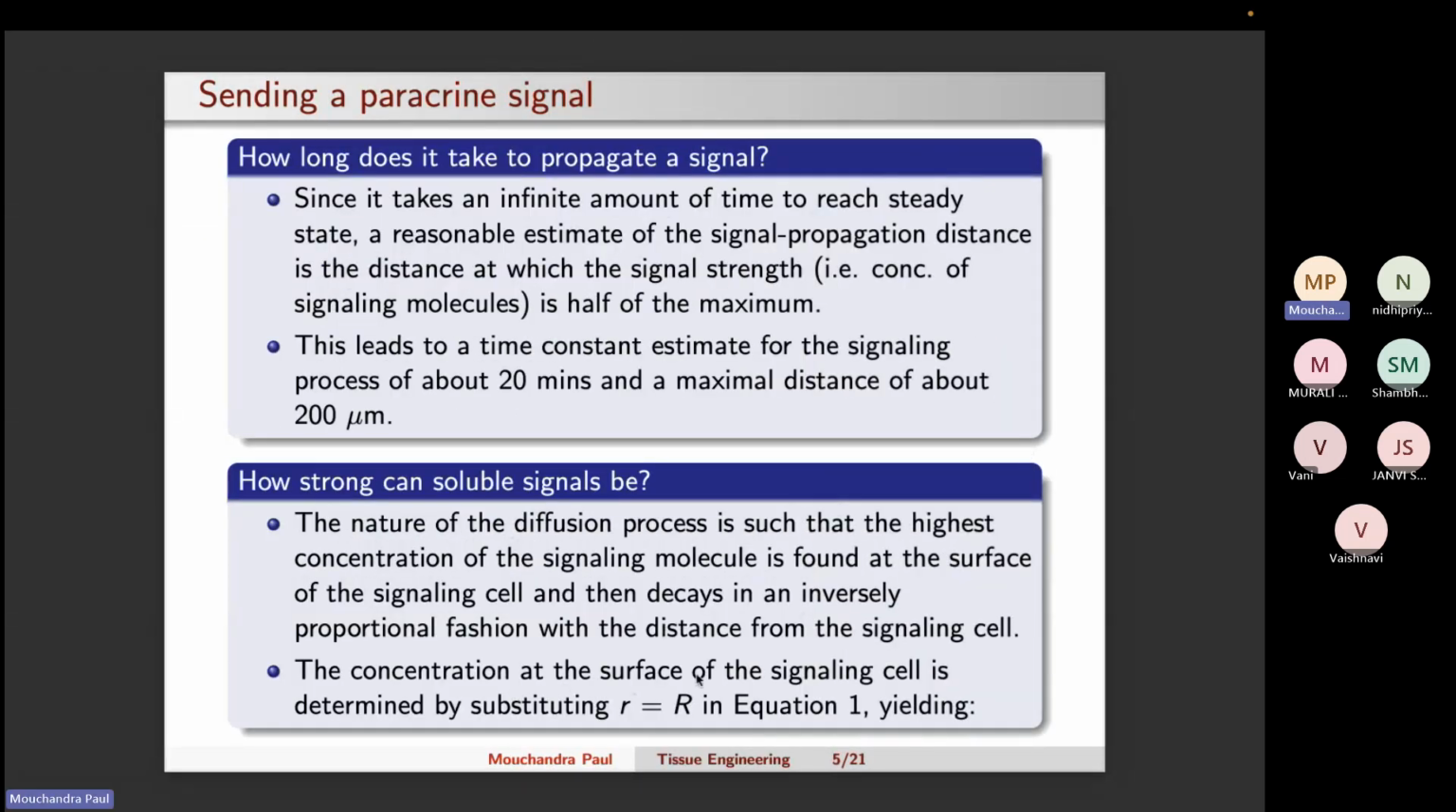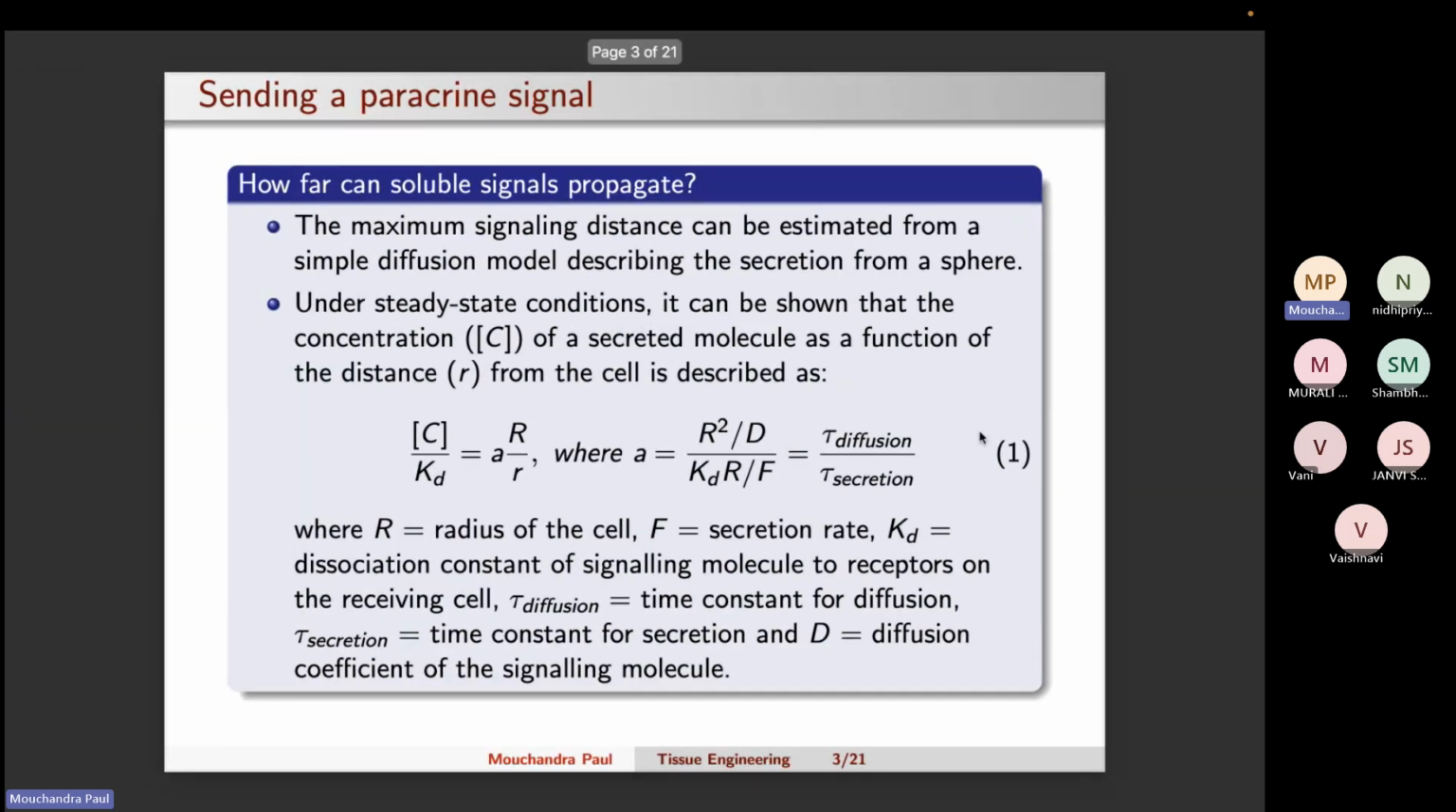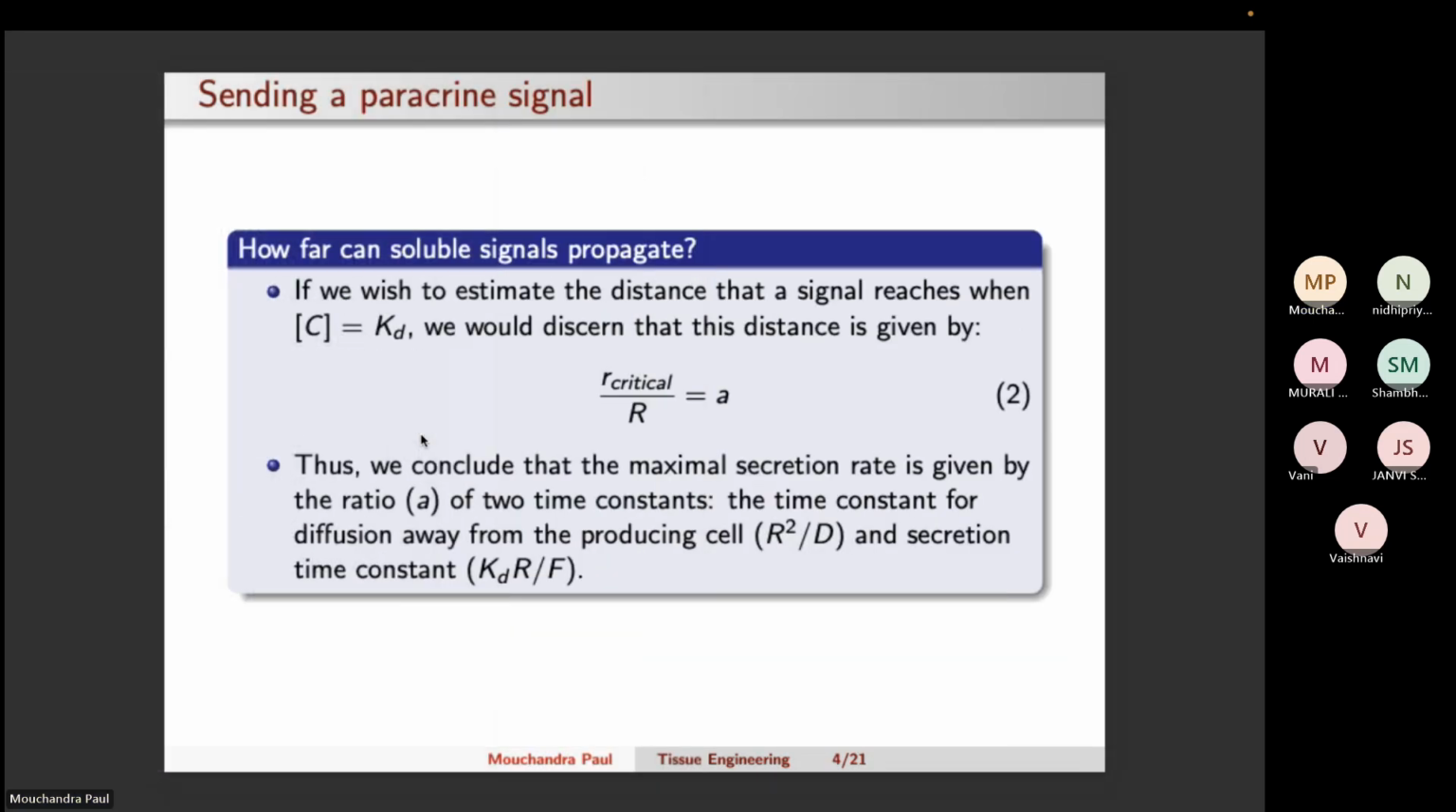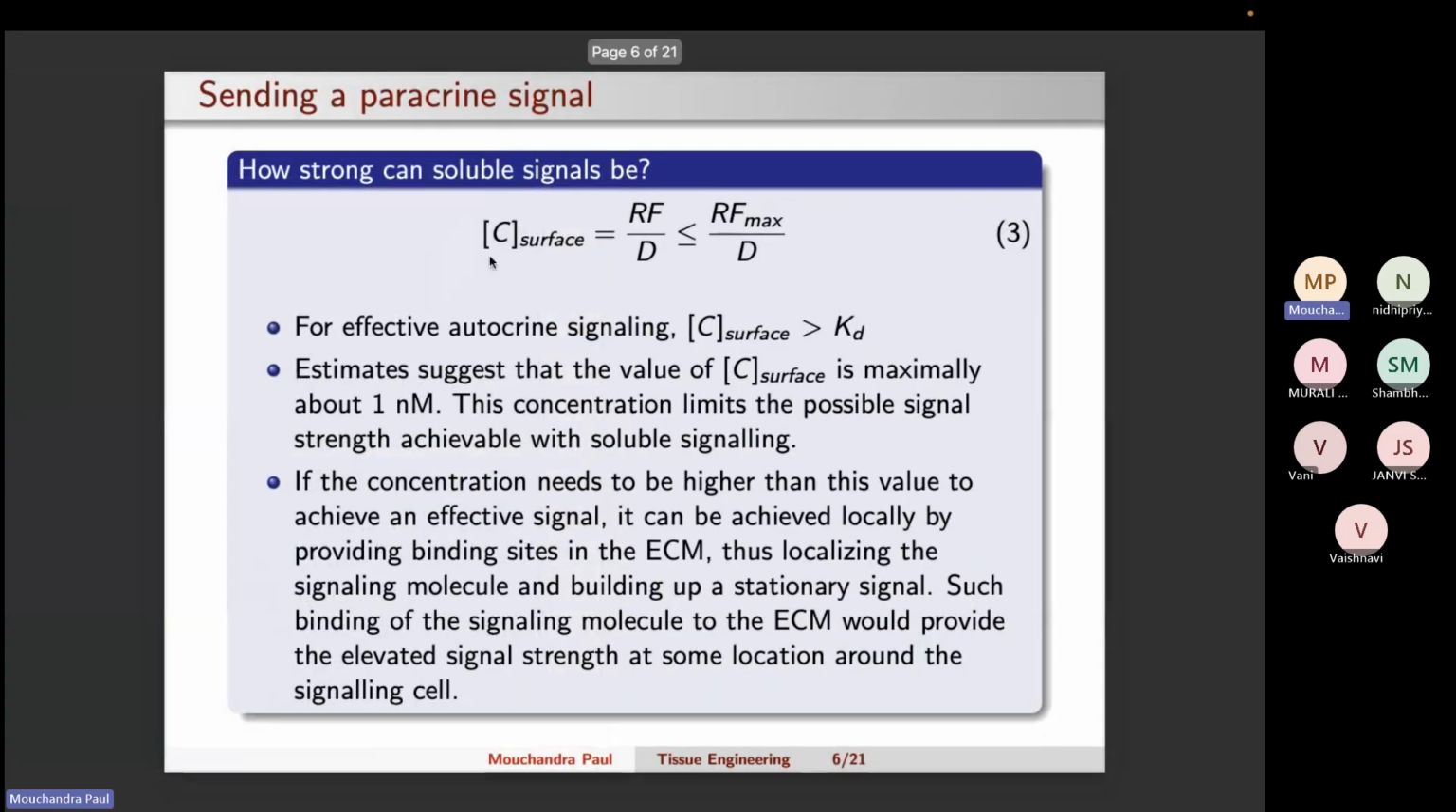The concentration at the surface of the signaling cell is determined by substituting r equals capital R in equation 1. So this was our equation 1, and if you want to know the concentration of the signaling molecule at the cell surface, you just substitute small r with capital R. You will get the maximum concentration of signaling molecule from that expression. So you will get C surface equals this value.